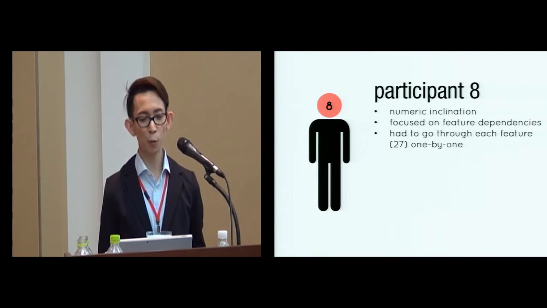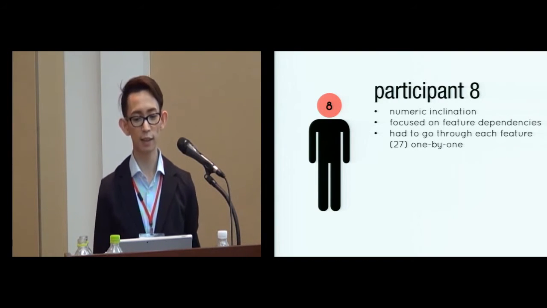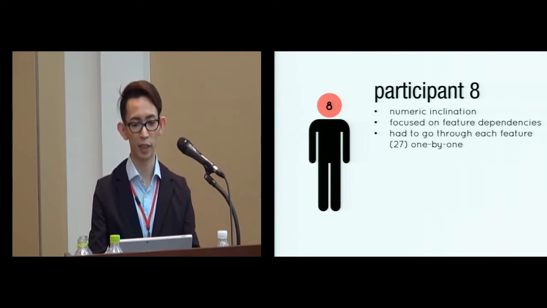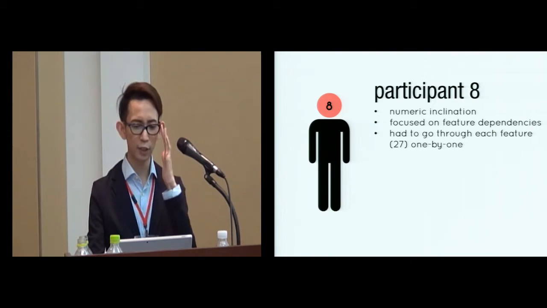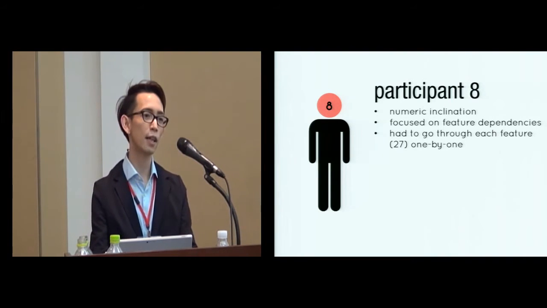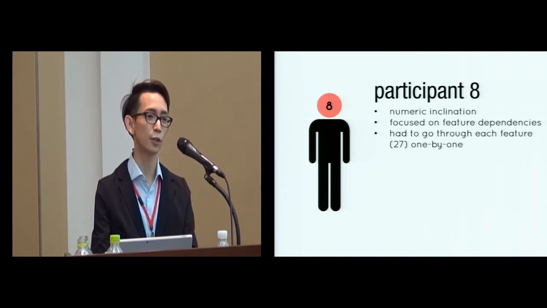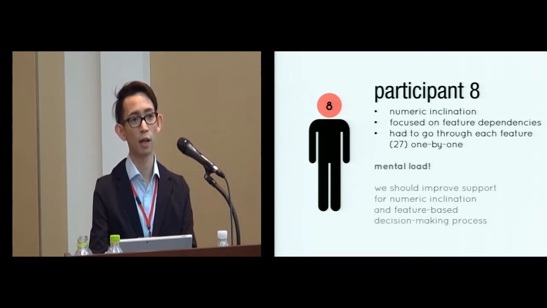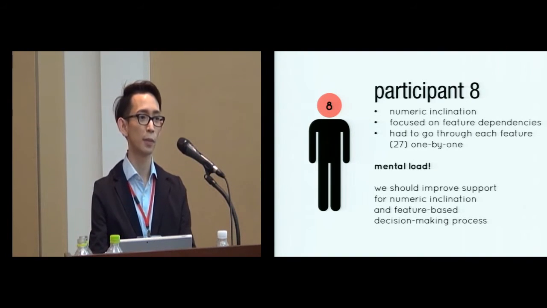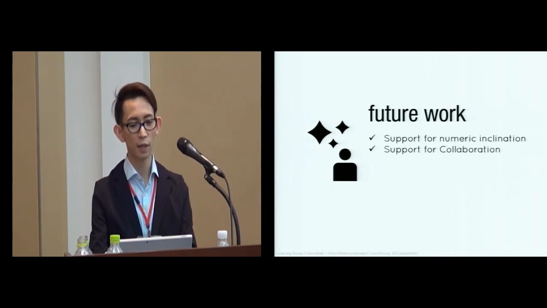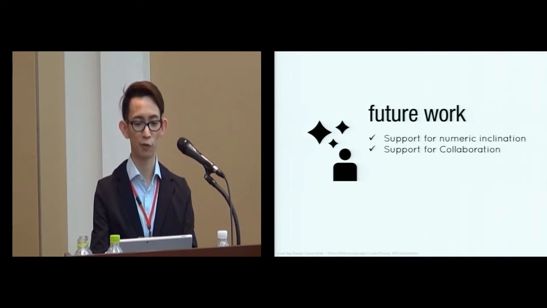And this is important because going back to participant number 8, he is numerically inclined, and he focused on the feature dependencies, how the features are being implemented. So he had to go through each feature one by one, and I think we weren't really able to support that in our tool. Also, the numerically inclined will have to go through the tooltips to see the actual numbers. Talking back to our domain expert, he suggested that maybe we should have a dashboard where we can combine some elements of the spreadsheet data and the visualization itself, because this is a huge mental load, and we should improve our support for those.